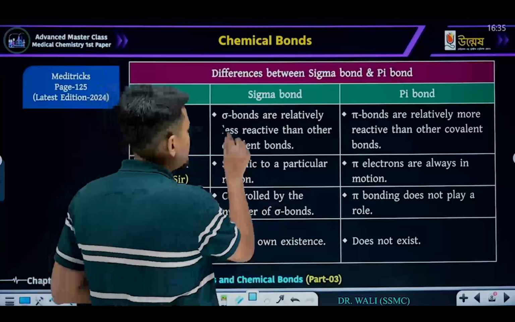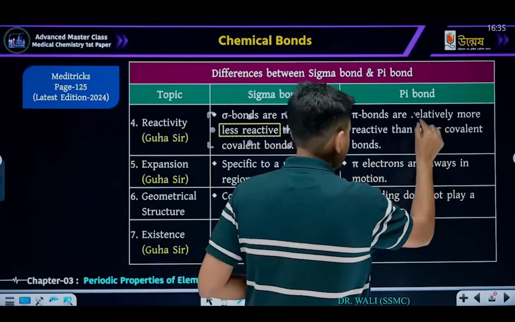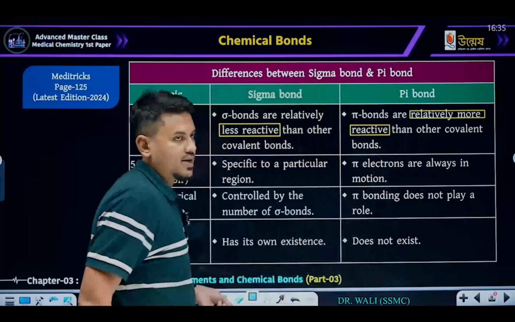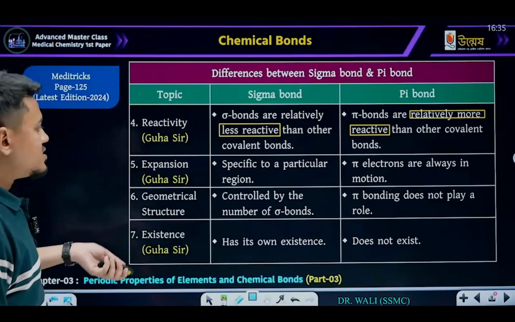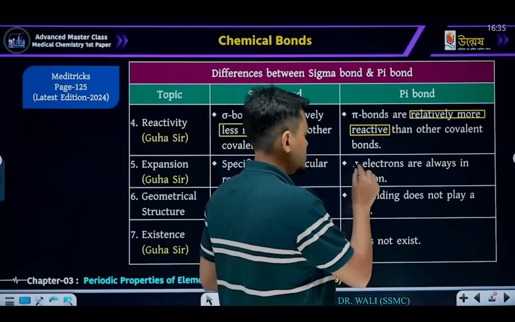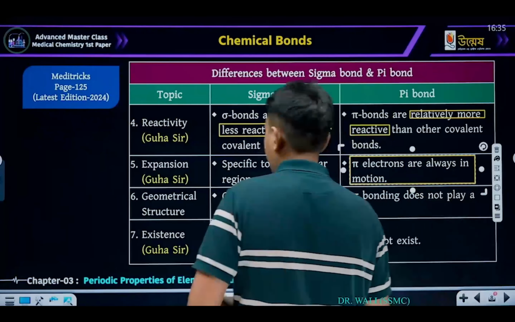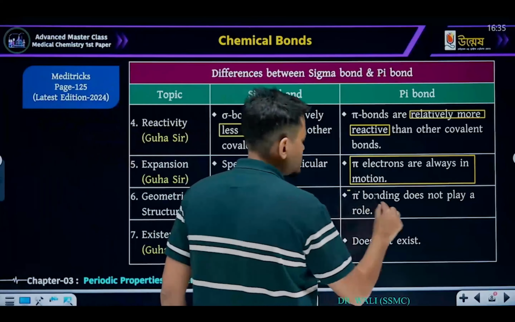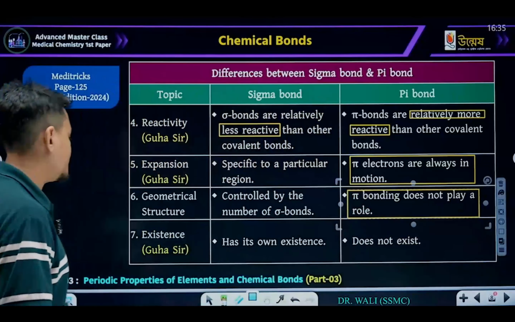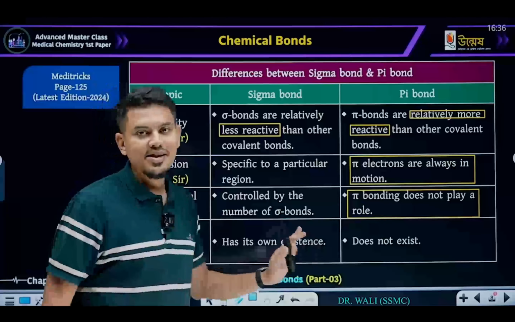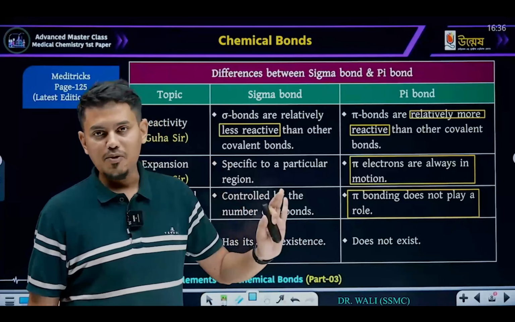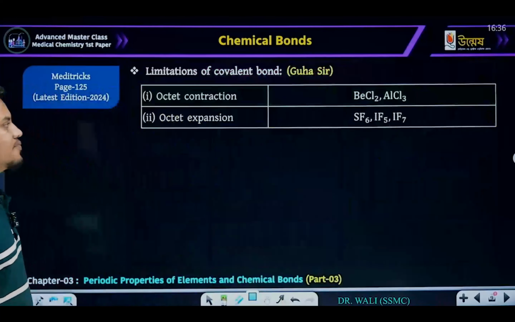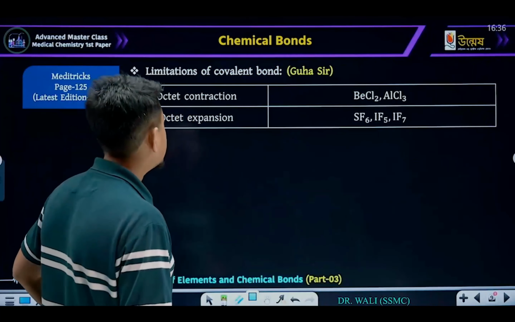Reactivity: we know sigma bonds are less reactive, while pi bonds are more reactive. As it is weaker, it is more prone to breakdown as well as more prone to react. Expansion specific to a particular region: pi electrons are always in motion. Lastly, geometrical structure. The structure is controlled by sigma bond. Pi bonding does not play a role in the structure of the molecule. And lastly, existence: sigma can exist on its own without any pi bond, but pi bond cannot exist without any sigma bond.